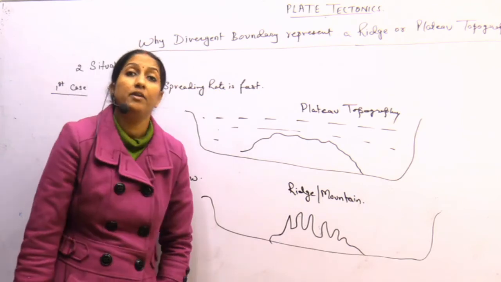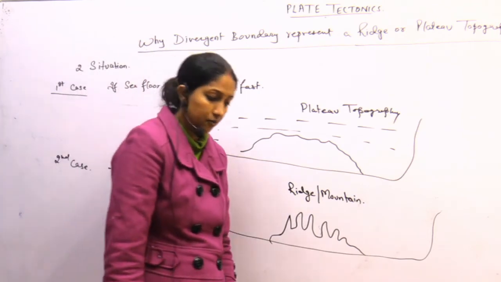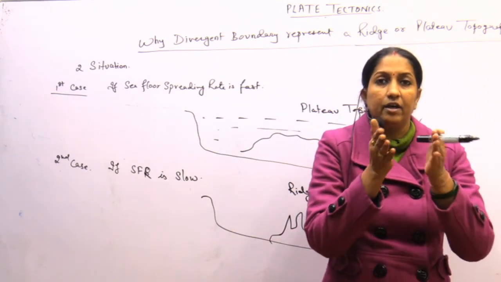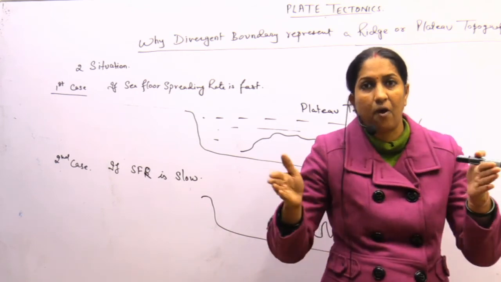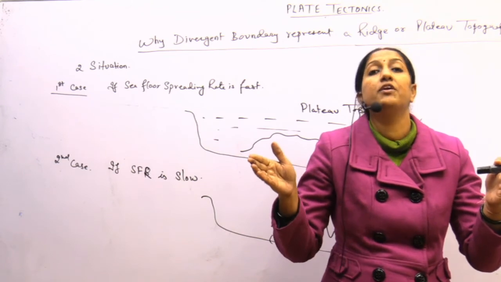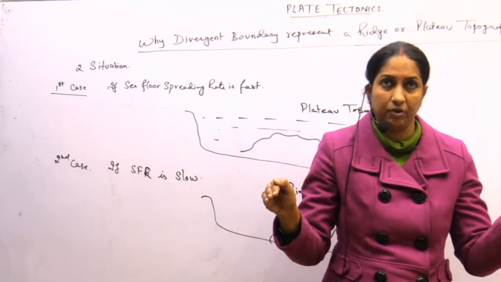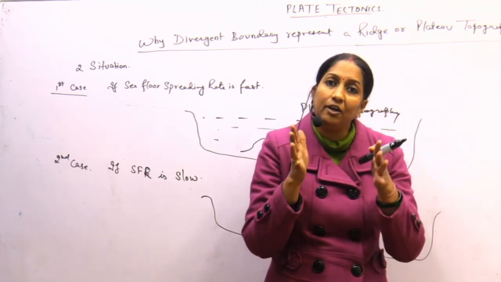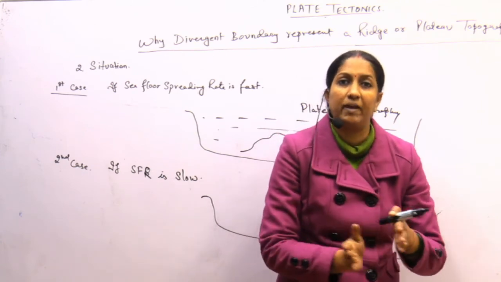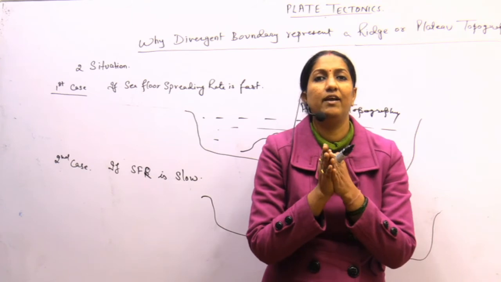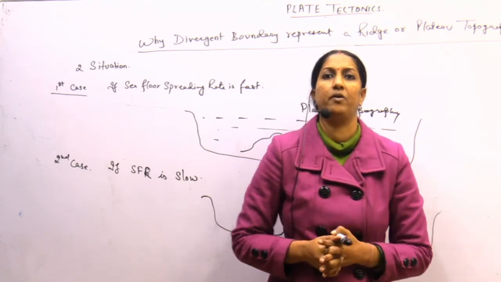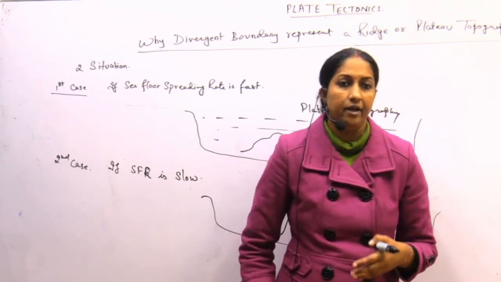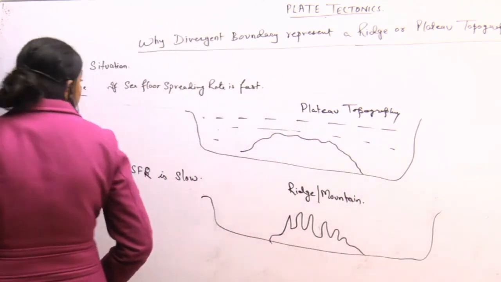So is this clear? Whether plateau topography or ridge or mountain topography forms depends on the sea floor spreading rate. If the spreading rate is fast, the hot magma will get displaced away from the ridge before it sufficiently cools down, giving rise to plateau topography. And if the seafloor spreading rate is slow, then magma will sufficiently cool down before it gets displaced away from the ridge. So in that case, it will give rise to a ridge or mountain topography. So this is all about the divergent boundary. Clear? Now let's come to the convergent boundary.